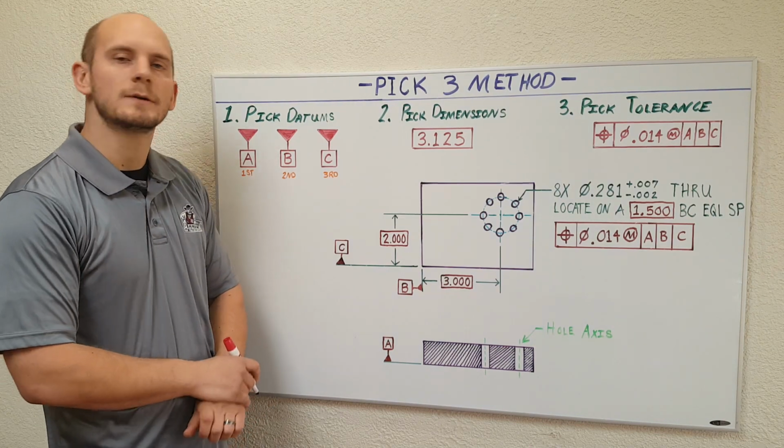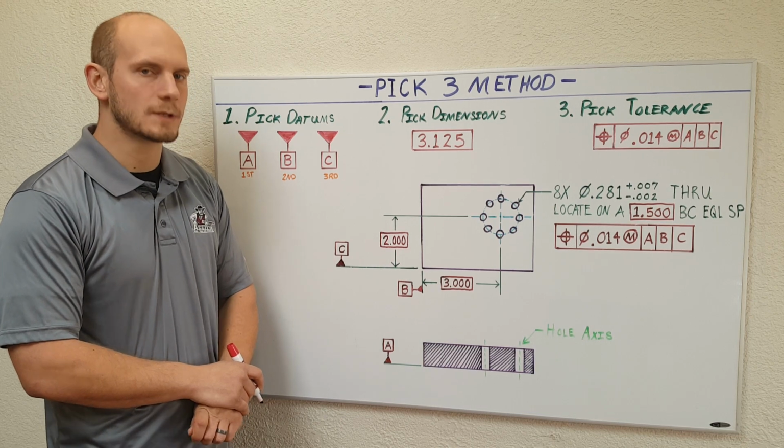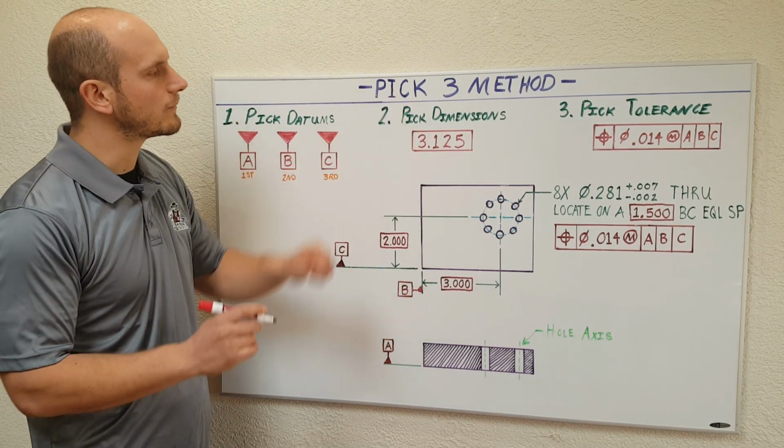All right, let's get straight to the point. Today we're going to be talking about locating a circular pattern of clearance holes using GD&T. And I'm going to walk you through the pick 3 method.